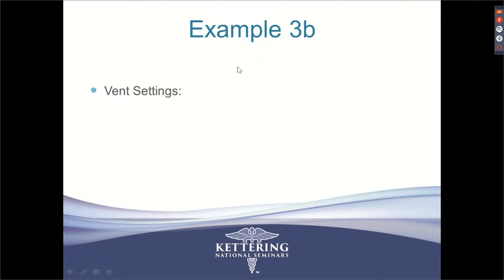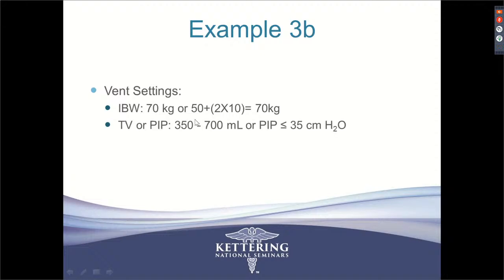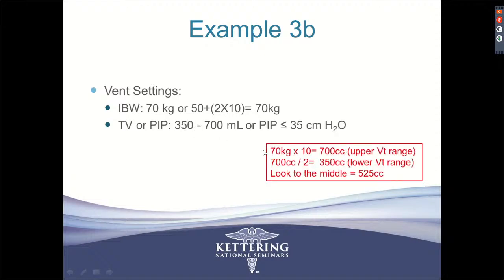So the first calculation is going to be my ideal weight. Again, I could have used the 70 kilograms, the actual weight, or I could have calculated. The number of inches over 5 feet was 10. 10 times 2 is 20, plus 50 is 70. So you can see the ideal weight and the actual weight are the same, okay? I'm going to use that to calculate my tidal volume range. So I take the 70 kilograms, multiply it times 10, that gives me the 700.